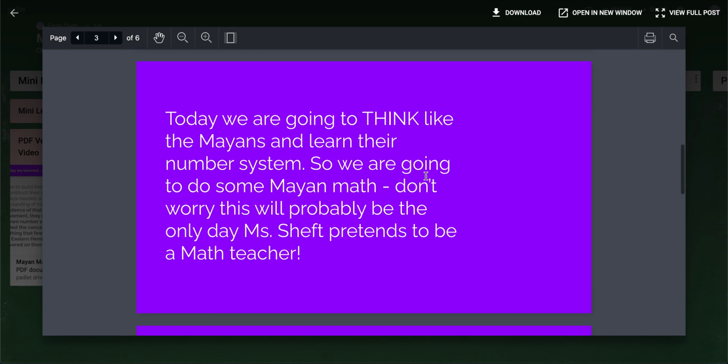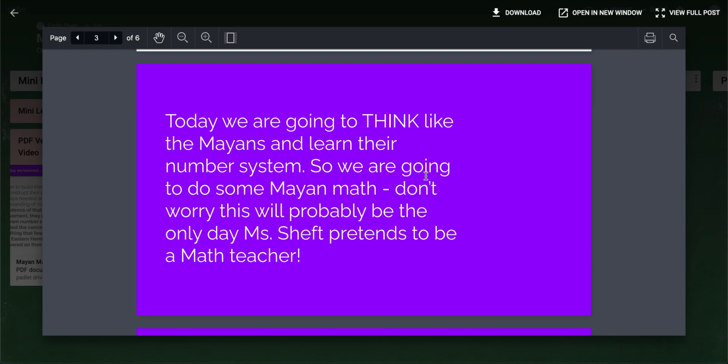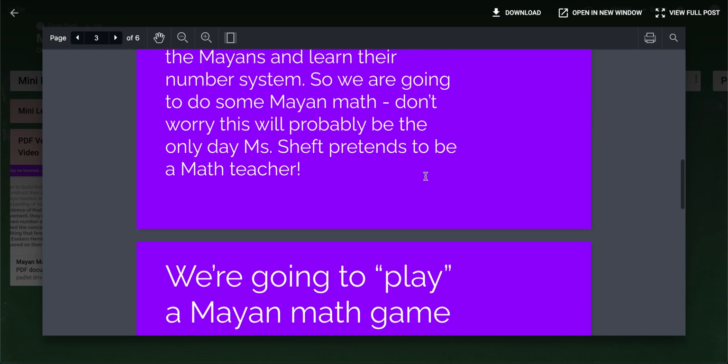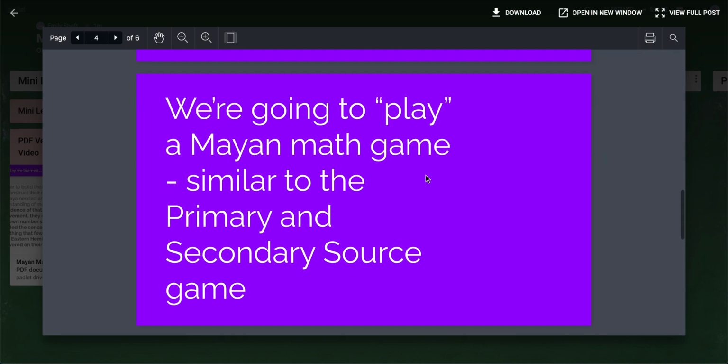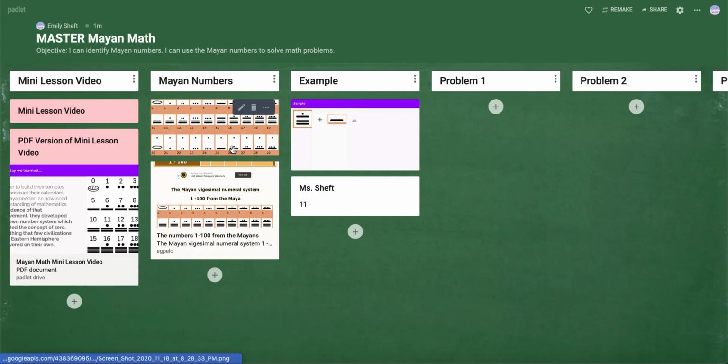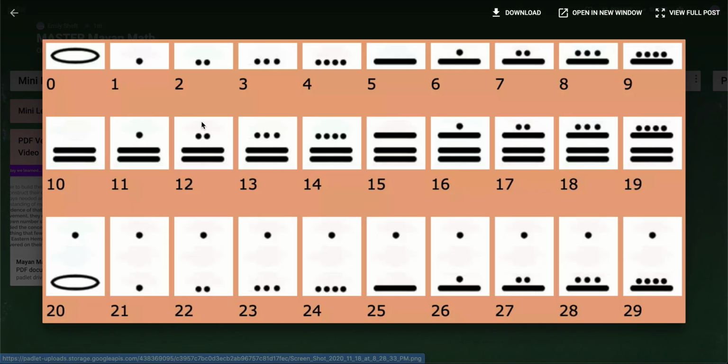And as I mentioned at the start, today we are going to think like the Mayans and learn their number system. So we are going to do some Mayan math. Don't worry, this will probably be the only day Miss Chef pretends to be a math teacher. And we are going to play a Mayan math game. This is going to be really similar in setup to how we played that primary source and secondary source game. So right here, this is basically the key to your success, is this key right here.